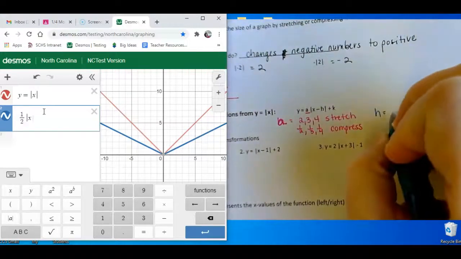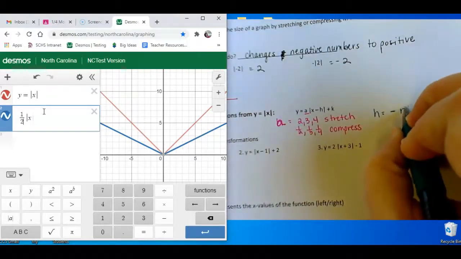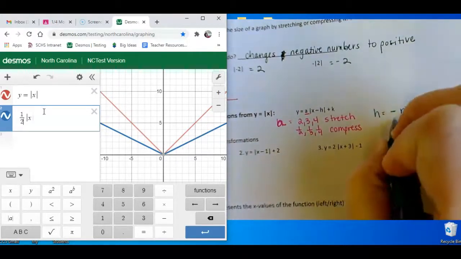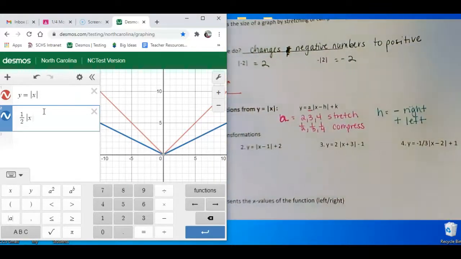H moves the function right and left. If H is negative, it moves it to the right. If H is positive, it moves it to the left. And that's opposite of what you think should happen, because you think negative should be left and positive should be right. But that's not exactly what happens. So let me show you what I mean.